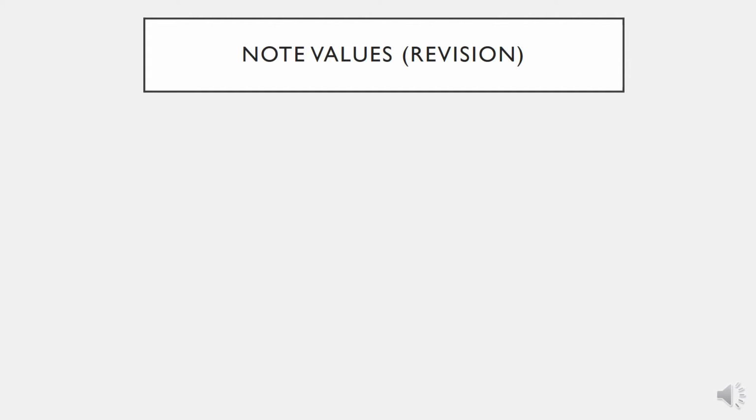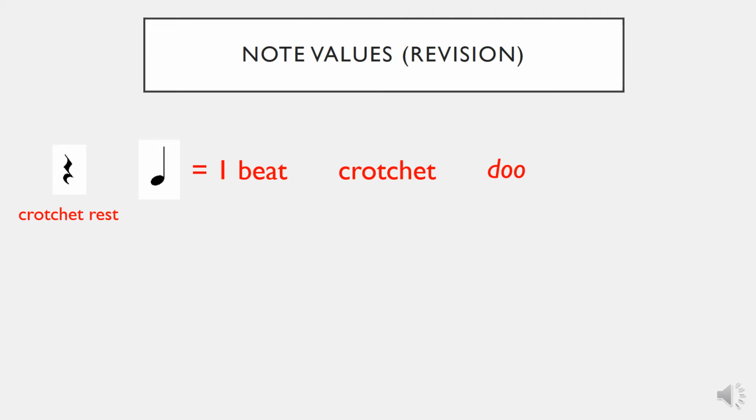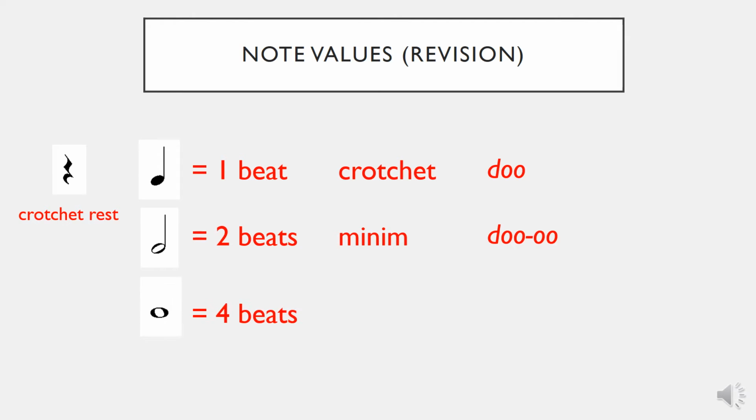It will also help to revise the different types of notes and their values. You will know that this type of note has 1 beat, is called a crotchet, and that we say do when we are vocalising it. The rest for a crotchet, which we might clap when we are vocalising or doodaying, looks like this and is also worth 1 beat. Here is a minim, which is worth 2 beats, for which we say do. There is also an even longer note called a semibreve, which is 4 beats long, and so we say do.